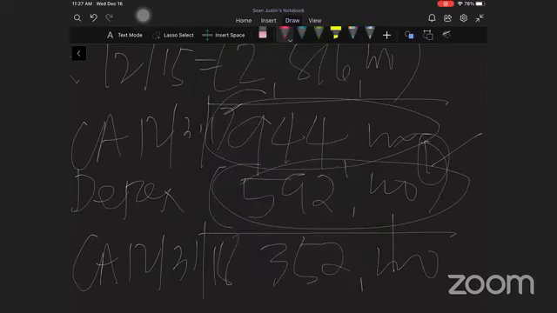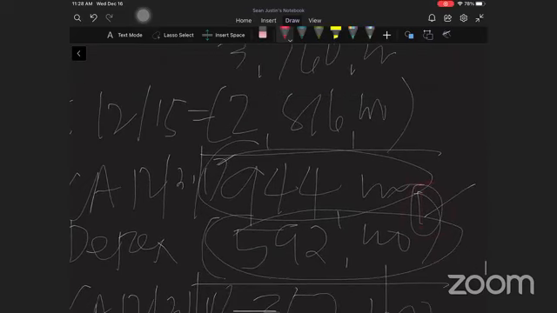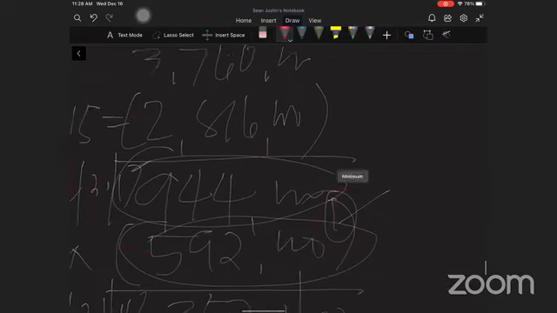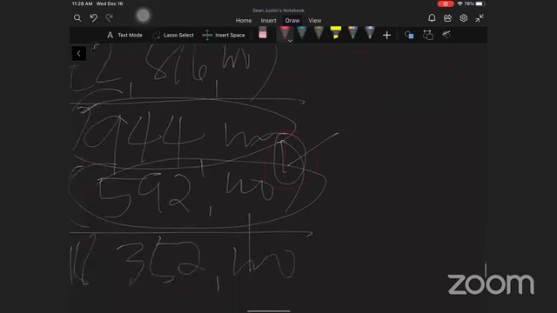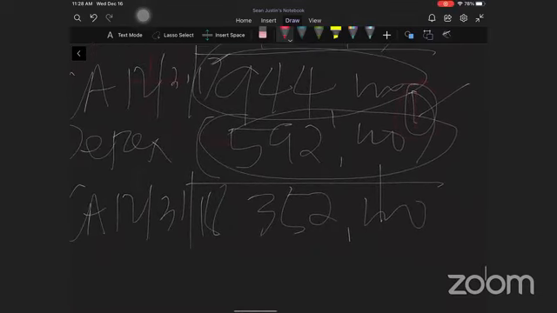Okay, this is number 1. Then, accumulated depreciation, you have 592, 2816 plus the 592, that is 3,408,000. Okay, that is number 2. Number 3, how much is the carrying amount? The answer is 352.